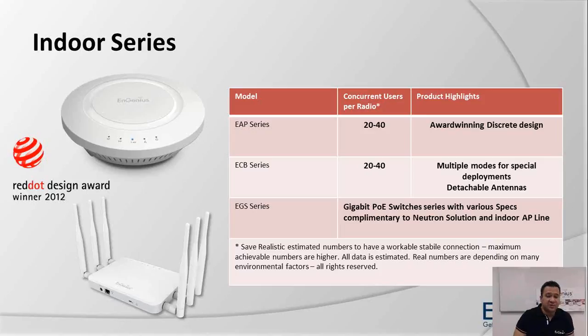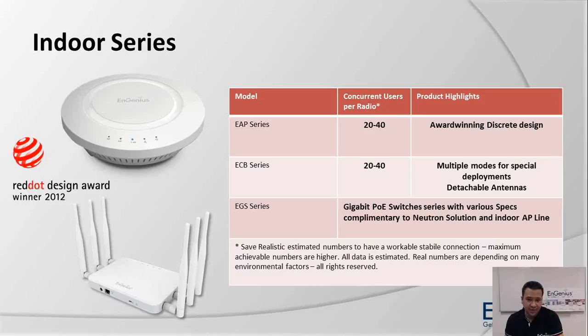In office and hospitality deployments, the most popular is the EAP ceiling mount access points. Because of the design, you can just screw it on the ceiling, and it's very low profile. It's very in the background. You can even turn off the LEDs so that it doesn't blink and doesn't draw any attention. And in 2012 we even got a Red Dot Design Award for our EAP model access points.